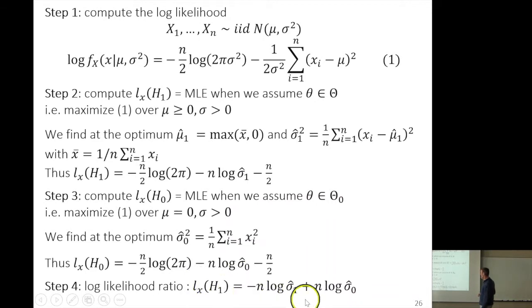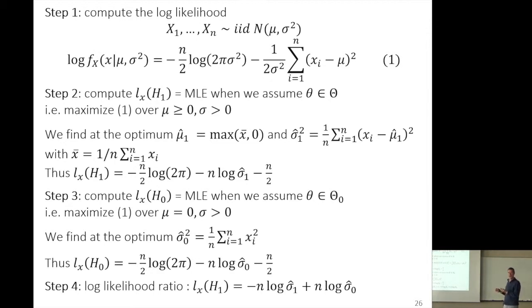Then when we take the difference, all the constants disappear, and we find that the log likelihood ratio is simply minus n log sigma 1 hat plus n log sigma 0 hat. We will continue the derivation, but one first thing to observe is that the only thing that matters to do the test here is the estimated variance. This is why this test fits in the category called analysis of variance.